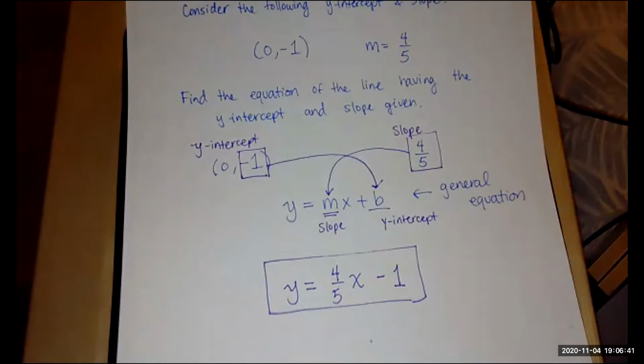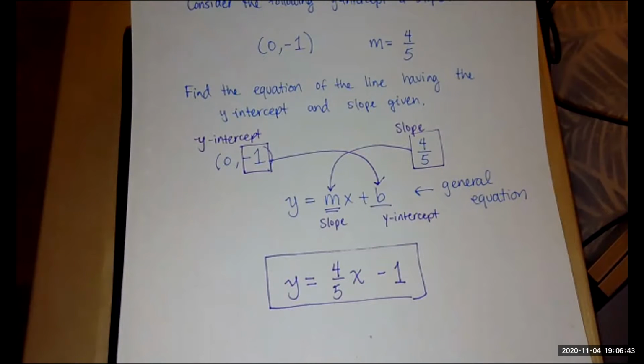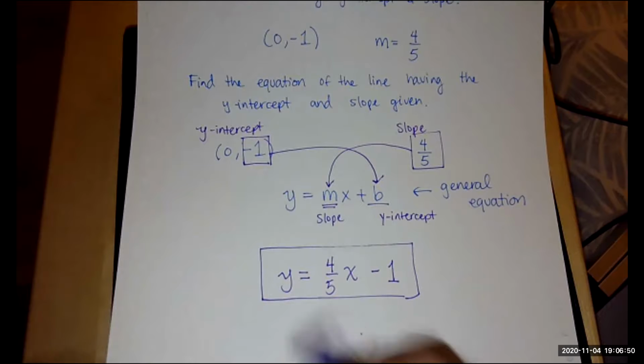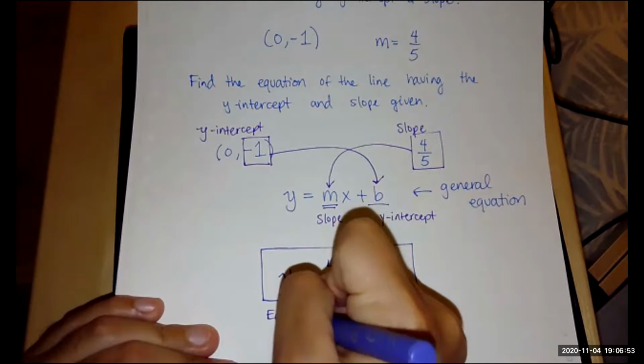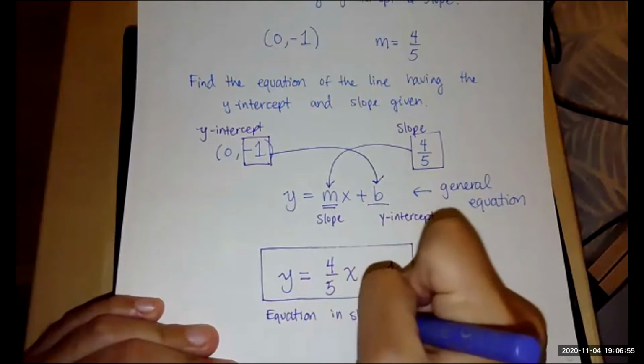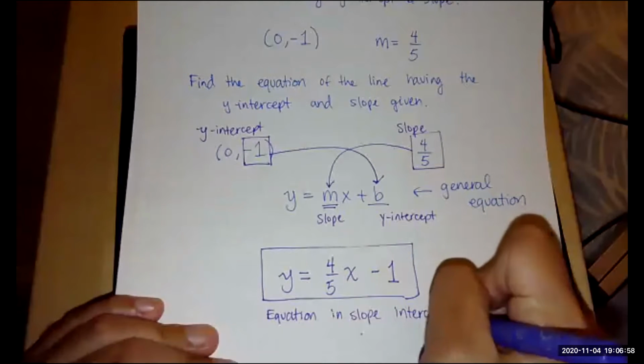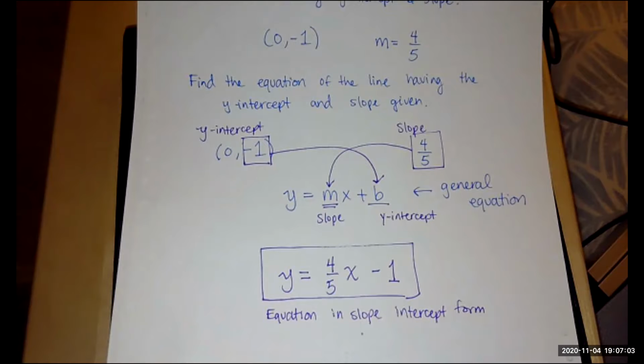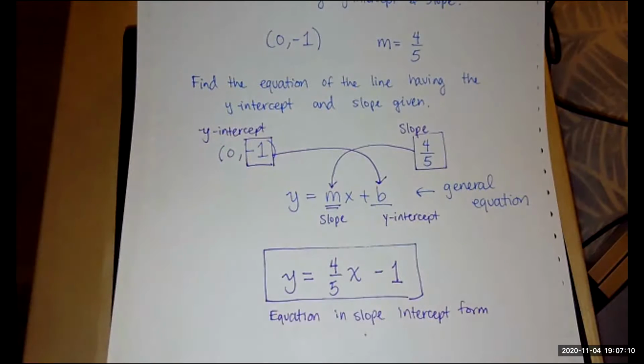Does that make sense? Or are there any questions there? So again, this is the equation in slope-intercept form. So if we're given the intercept and we're given the slope, we can just plug those numbers into the general formula for the equation, and we'll have that specific equation that passes through this point and has this slope.